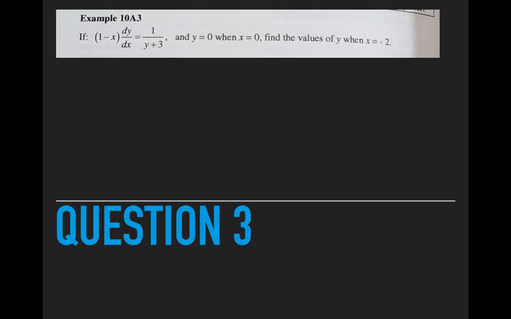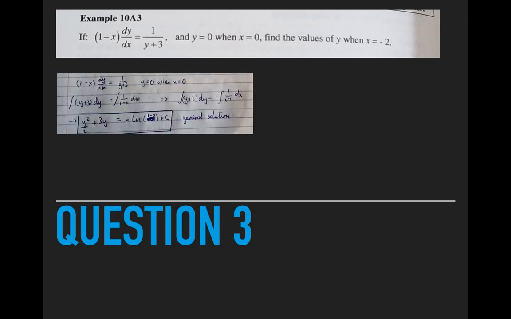Okay, so we've got kind of a complicated thing here. We have 1 plus x multiplied by dy dx equals 1 over y plus 3. Cross multiply, so the y plus 3 will go up to the top left, the 1 minus x will go to the bottom right, and the dx will go on top. Okay, so that's the second line there.